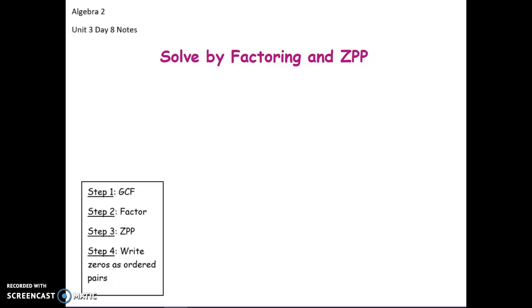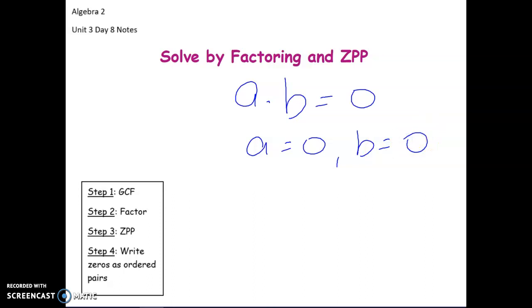Welcome back, everyone. We are going to finish up the Day 8 notes, solving by factoring, and ZPP. Remember ZPP for zero product property. Zero product property basically tells us if any two things multiply together to be zero, then either the first one equals zero, the second one equals zero, or both. And that's what we're going to use to solve.